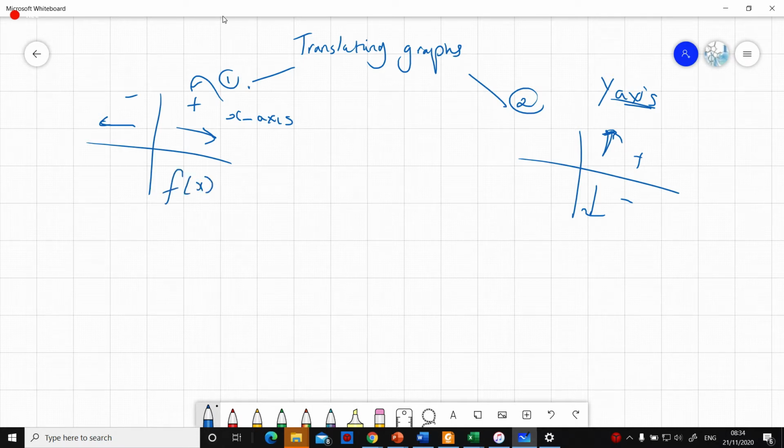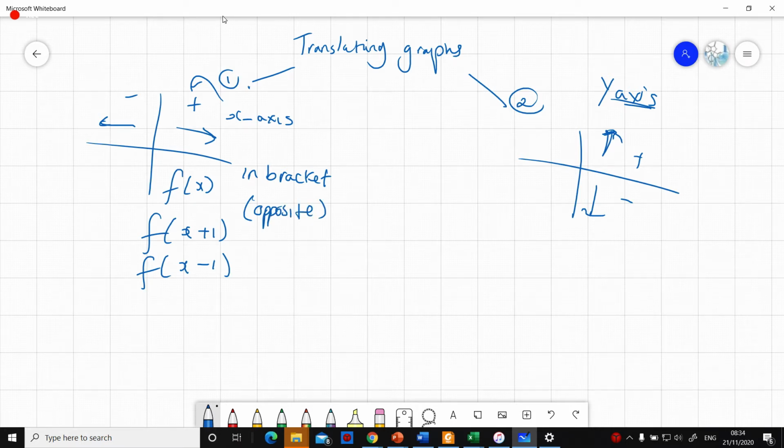We said that if we have a function f of x, and in this f of x we have x plus 1 or f of x minus 1, because this is in the brackets, we move it in the x-axis. However, because it's in the bracket, we use the opposite. So because this is x plus 1, we don't move it in the plus direction, we move it in the minus direction. And because this is x minus 1, we move in the plus.